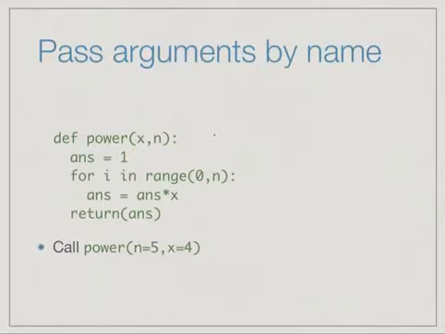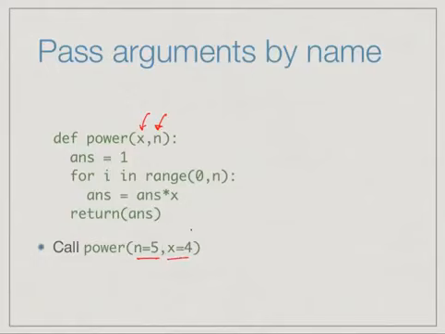So the first thing that Python allows us to do flexibly is to not go by the order. It's not that the first is x and the second is n. We can, if we don't remember the order, but we do know the names assigned to them, call them by using the name of the argument.